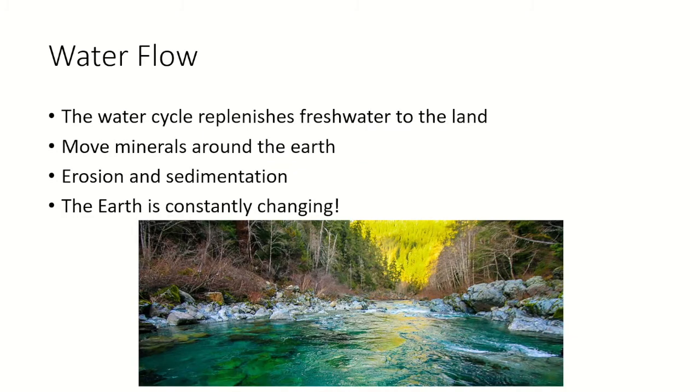The water flow replenishes fresh water to the land and can move minerals around the earth. It also alters shorelines through the processes of erosion and sedimentation. Erosion is when water wears away at shorelines, causing them to shrink, and sedimentation is when water deposits dirt and rocks and other minerals to build shorelines back up. As a result, the earth is constantly changing as the flow of water shapes it.